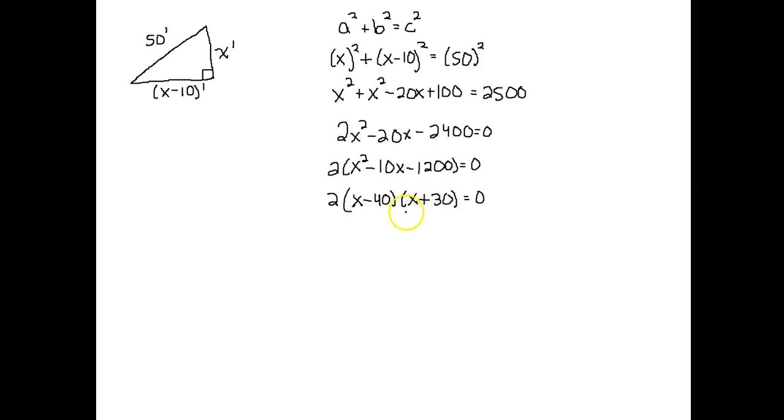And then I'm going to go ahead and use the zero product property. 2 doesn't have a variable attached to it, so I'm not going to worry about it. But x minus 40 can equal 0 if x is 40. X plus 30 can equal 0 if x is negative 30. Okay, negative 30 does not make sense. We're talking about a height here, so we go with 40. 40 feet. So that kite is 40 feet off the ground.